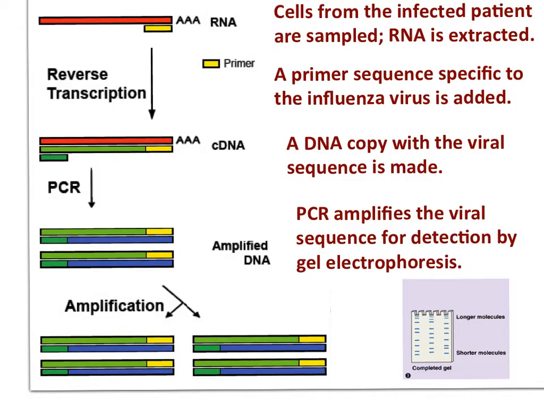Cells from the infected patient are sampled. All the RNA from the cells is extracted. A primer sequence specific to the influenza virus is added, and the primer is the key step. The primer targets base sequences specific to the virus. The primer is a probe, like a needle in a haystack. The primer binds to viral RNA only, not host cell RNA. A DNA copy is made using reverse transcriptase, but only viral RNA is copied into DNA because of the primer, and PCR amplifies the viral sequence that can be detected by gel electrophoresis.